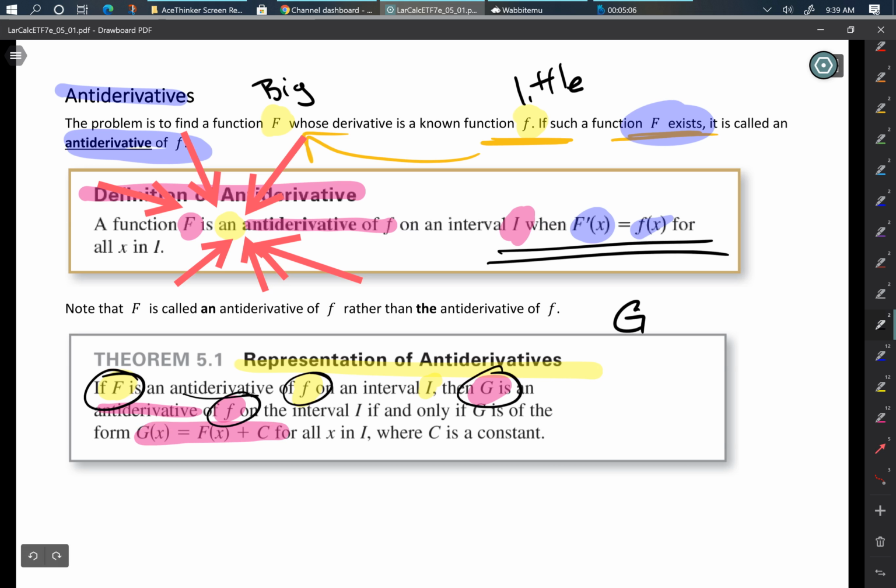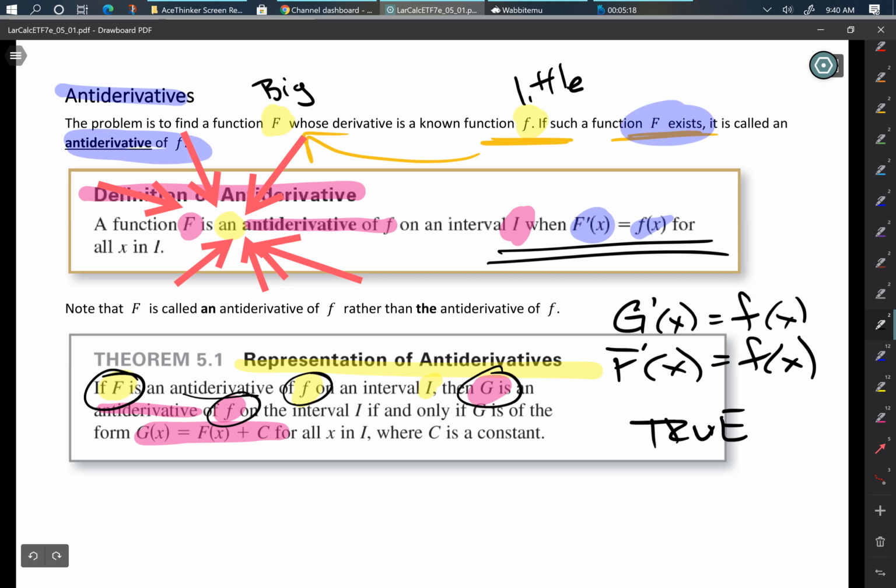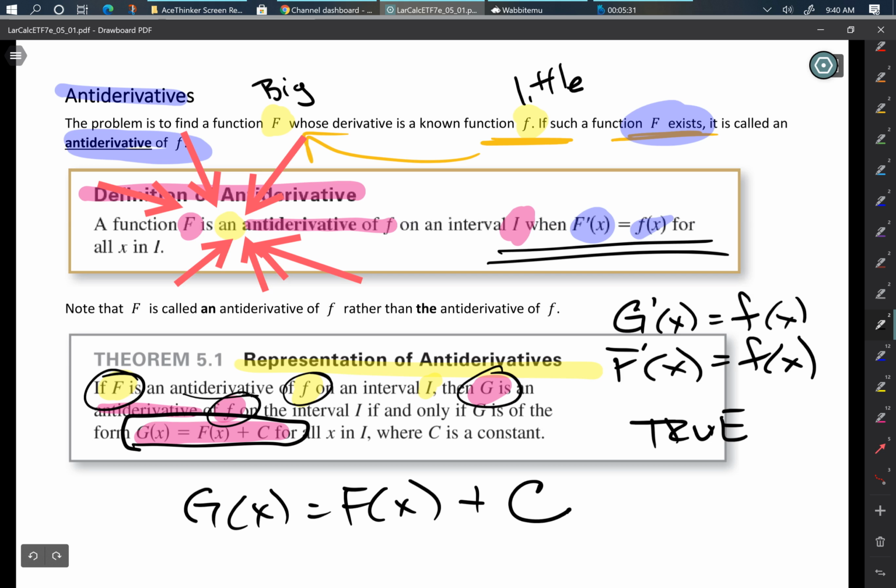That is, G prime of x will be equal to little f, as well as F prime of x will be equal to little f. Both of those things will be true. And if both of those things are true, then this relationship must be true. That is, that G of x must be equal to F of x plus some constant value C. What do we mean by a constant value? Constant value C means something like a 3 or a 5 or a -2 or something like that, some numerical value.